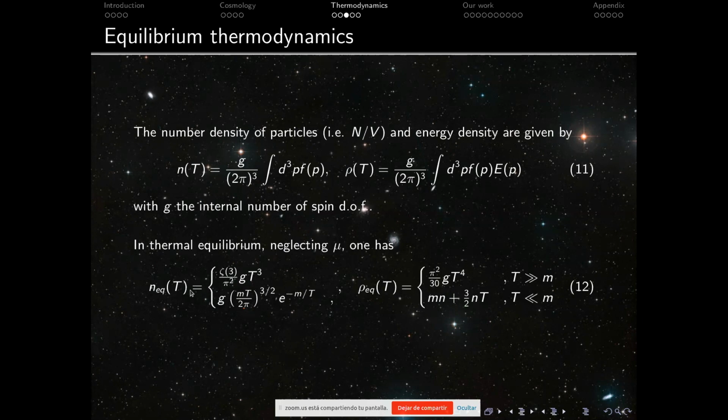And in certain limits, you can see that the value of this number density, for instance, goes like T cubed when you have high temperatures, much above the mass of the particles. But when you have temperatures below the mass of the particle, you expect this expression in which we have this exponential, which is a suppression in the number density of the particles. This is normally called the Boltzmann suppression.